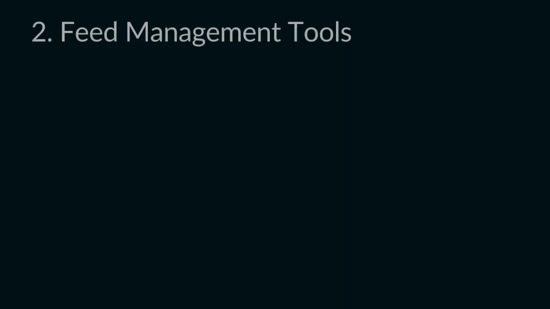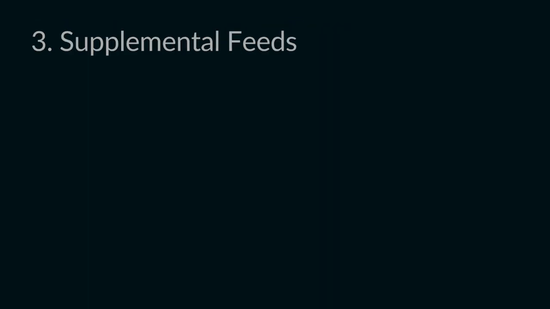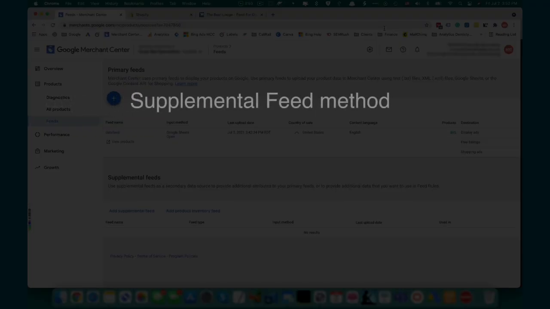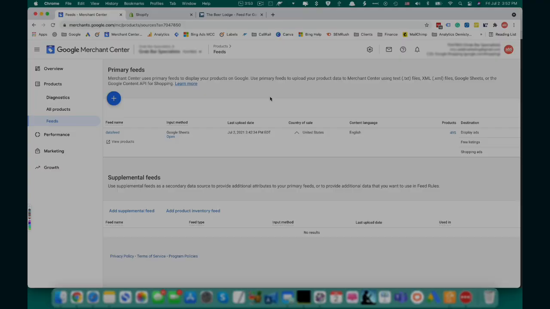If you need something more powerful and easy to use than the feed rules in Google Merchant Center, you can always use a data feed management tool like Channable or GoDataFeed. My absolute favorite method of implementing product titles is supplemental feed. It's free, easy to use, and works with all feed types. I explain supplemental feeds in another video.